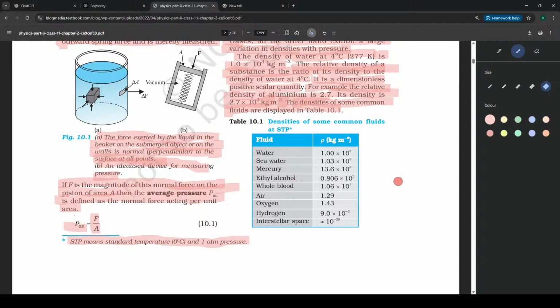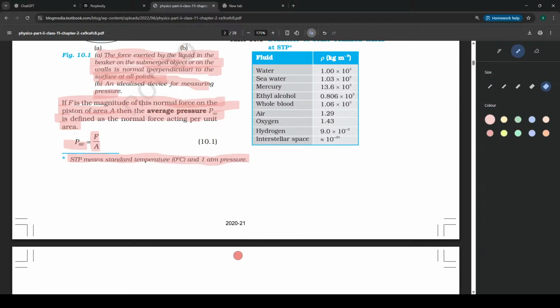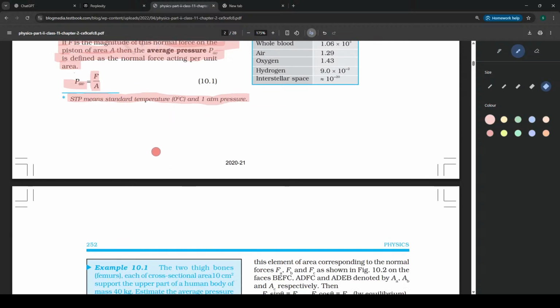Hydrogen, the density of hydrogen being even lesser, being 9 into 10 power minus 2, which is basically 10 power minus 1 approximately. And if we consider interstellar space, it will be around 10 power minus 20 kg per meter cube. These are densities of some common fluids at STP, standard temperature and pressure, that is 1 atm pressure and 0 degrees temperature.